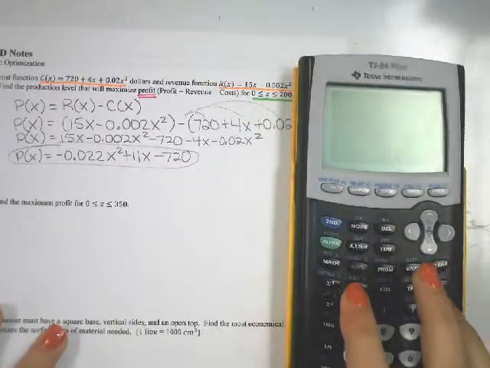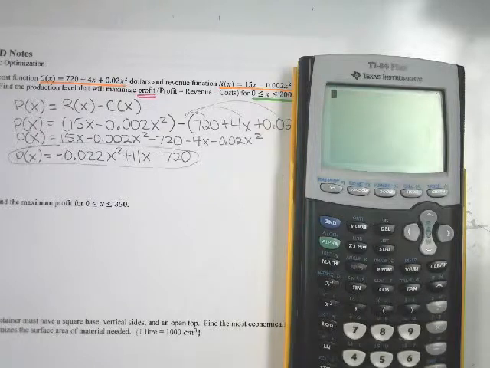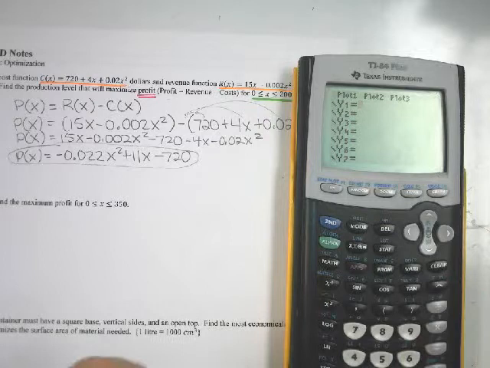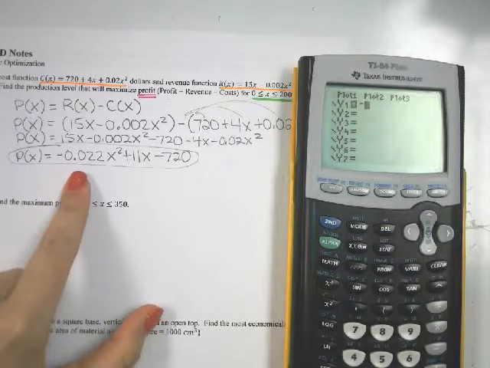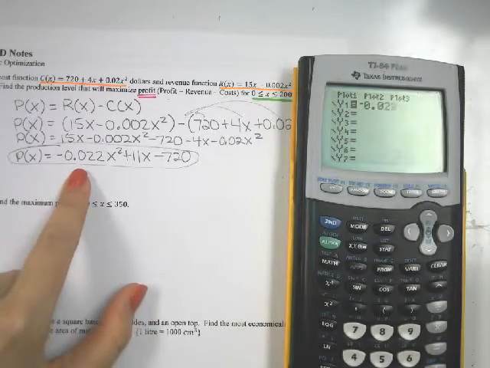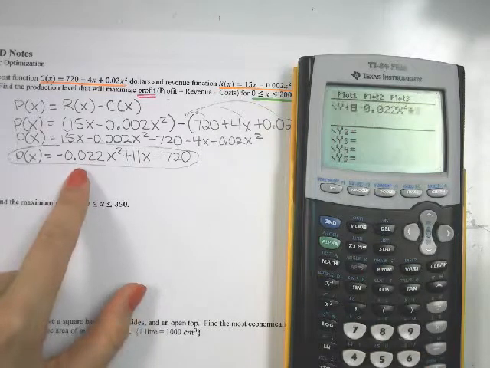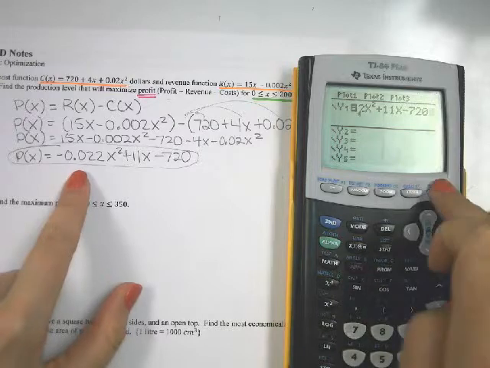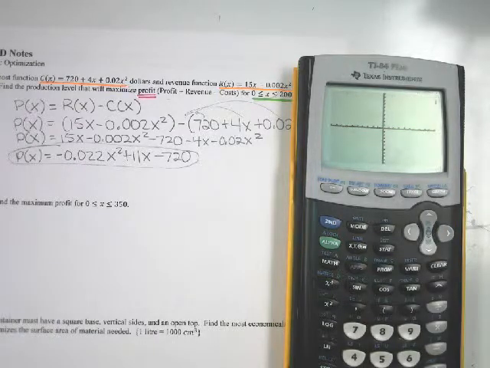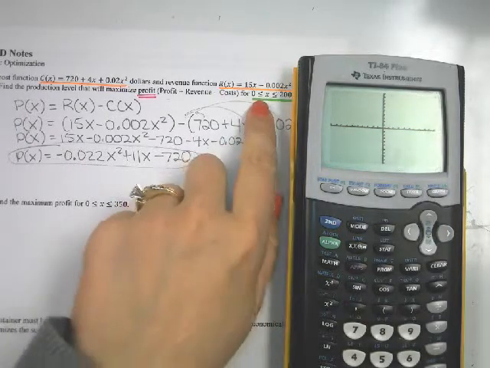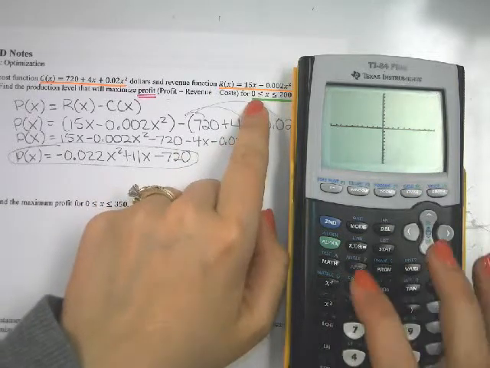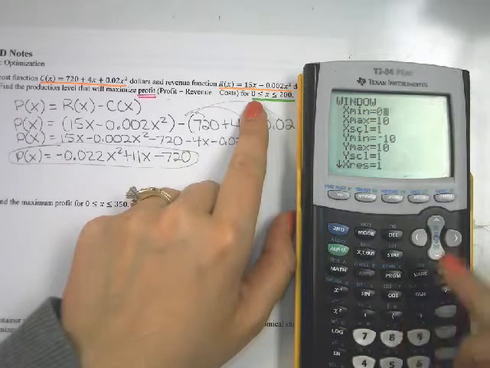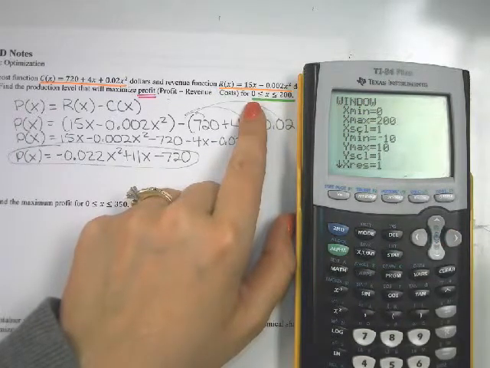Graphically, I think is the best way to look at this. We can do the derivative function, but very rarely do you need to. Almost always you can use your calculator to help you with this. So I'm going to graph this, negative 0.022 x squared plus 11x minus 720. Not much is going to show here. I've got very big numbers. We know that our x has to be between 0 and 200. So on my window, I can change my x to 0 to 200.